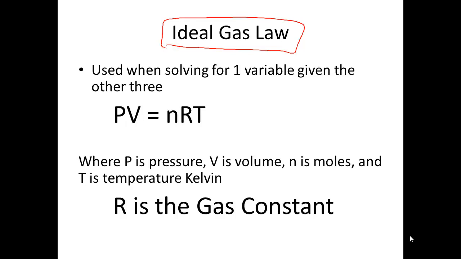All right. Ideal gas law is if you know 3 of them, you can solve for the other one. So R is a constant. If you know pressure, volume, and moles, you can solve for temperature. If you know pressure, moles, and temperature, you can solve for volume. If you know 3 out of the 4 of P, V, N, or T, you can solve for the other one. So you never solve for R. R is a number. R is the gas constant.